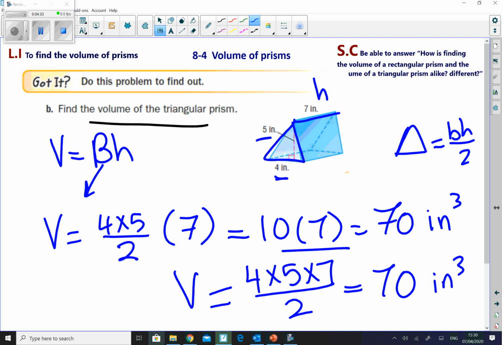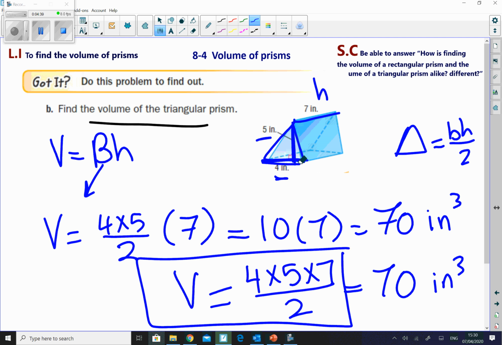So you can use this rule to multiply the base and the height of the triangle and the height of the prism, all of them times each other, but don't forget to divide by 2 because the base is a triangle.